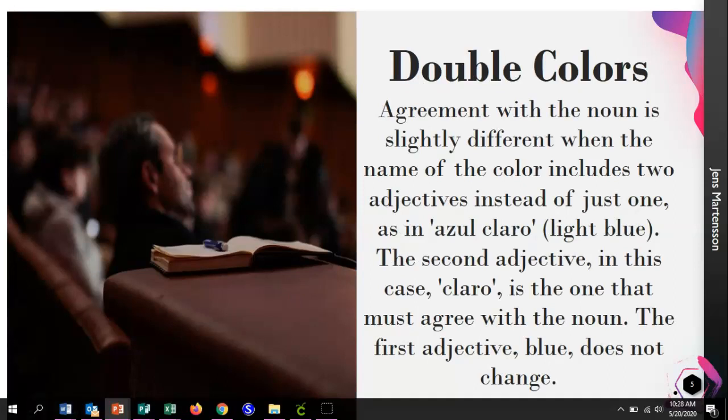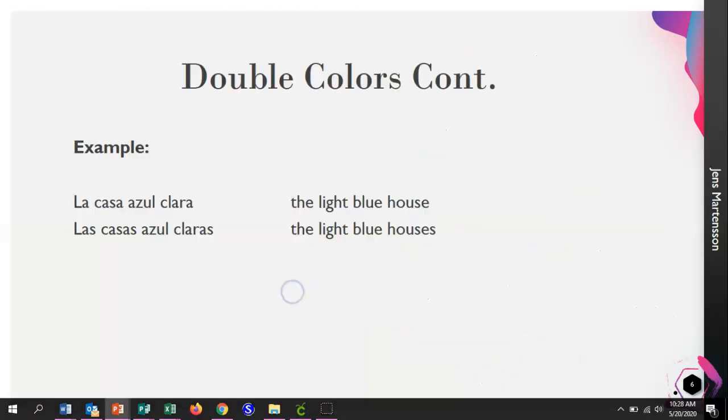Double colors. Agreement with the noun is slightly different when the name of the color includes two adjectives instead of just one, as in azul claro, which would be translated to light blue. The second adjective, in this case claro, is the one that must agree with the noun. The first adjective, blue, does not change. So now let's look at an example of that.